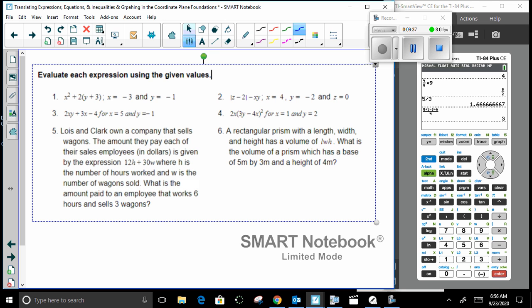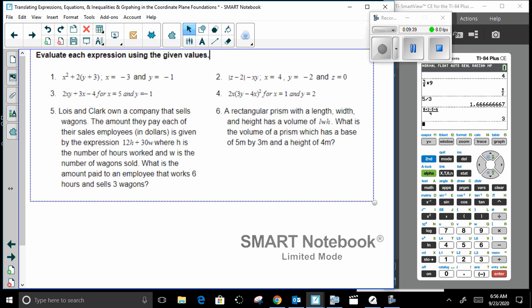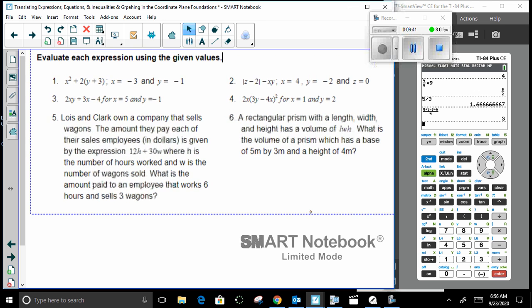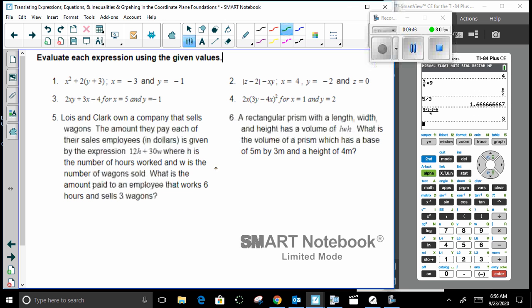All right, evaluating expressions. So I want to make sure I can evaluate each expression using the given values for the certain variables. So if I look at number 1, I have x squared plus 2 times y plus 3. X is -3. That means wherever I see X, I plug in -3. And Y is -1. Wherever I see Y, I plug in -1.